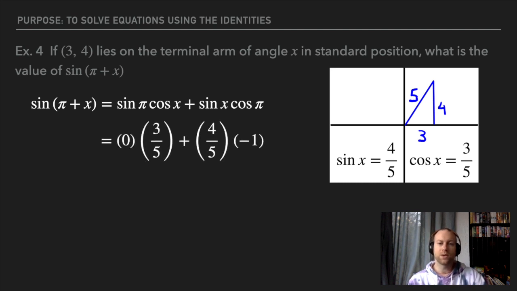So looking at this equation, we can now simplify all of our values, and you will notice that our final answer is negative 4 over 5.